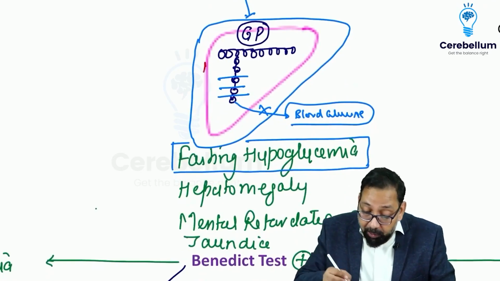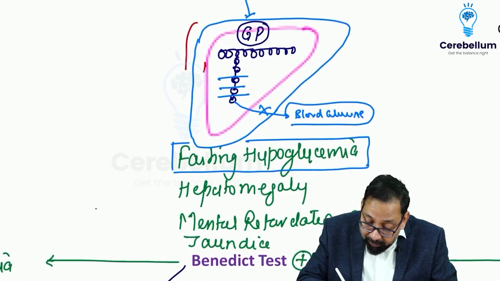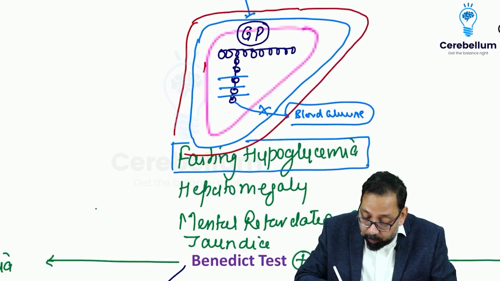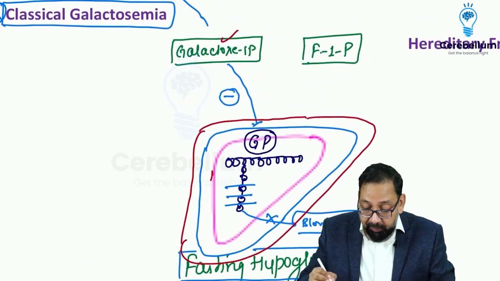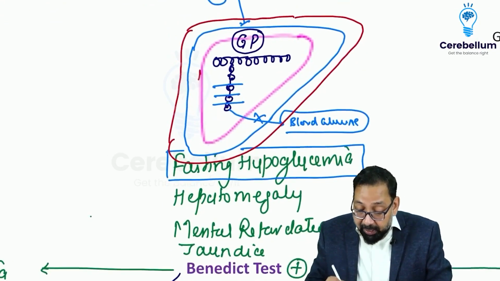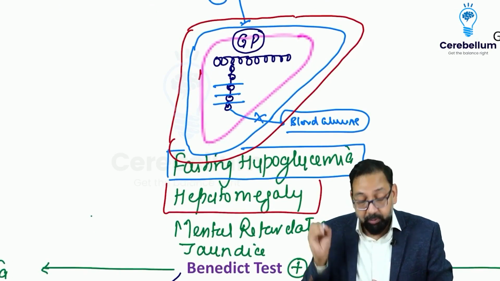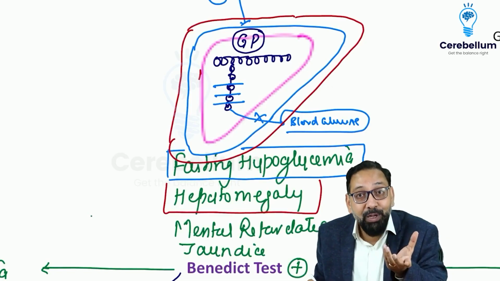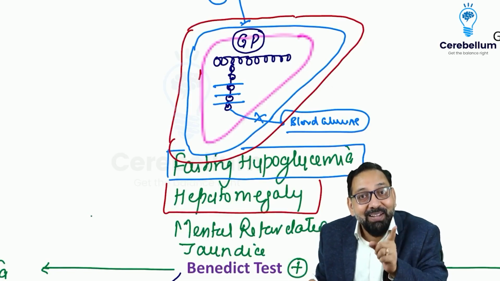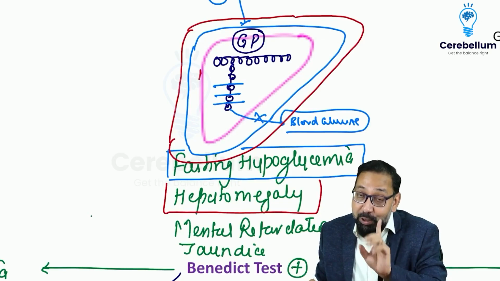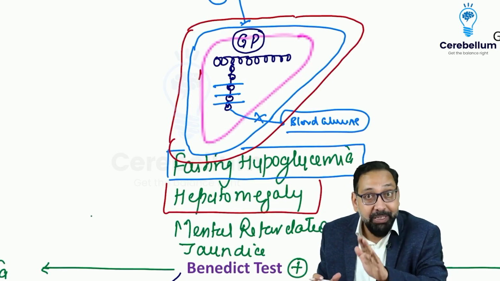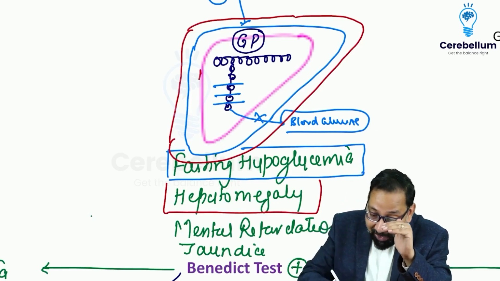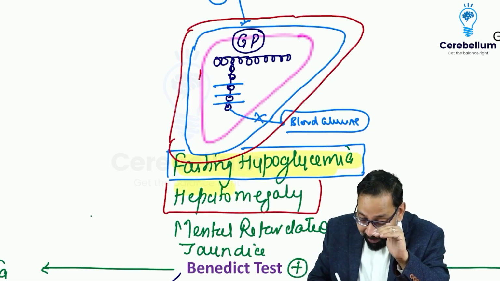And this glycogen will not be broken down. This glycogen will accumulate, and this galactose 1 phosphate will accumulate. So galactose 1 phosphate accumulates, glycogen accumulates, leading to hepatomegaly. You have learned that hepatomegaly and fasting hypoglycemia are also present in glycogen storage disease. Just point out, I will differentiate it from glycogen storage disease: for the time being, fasting hypoglycemia and hepatomegaly.